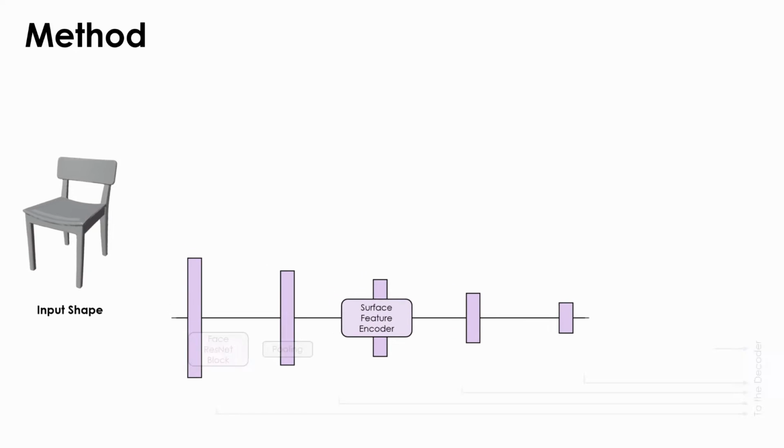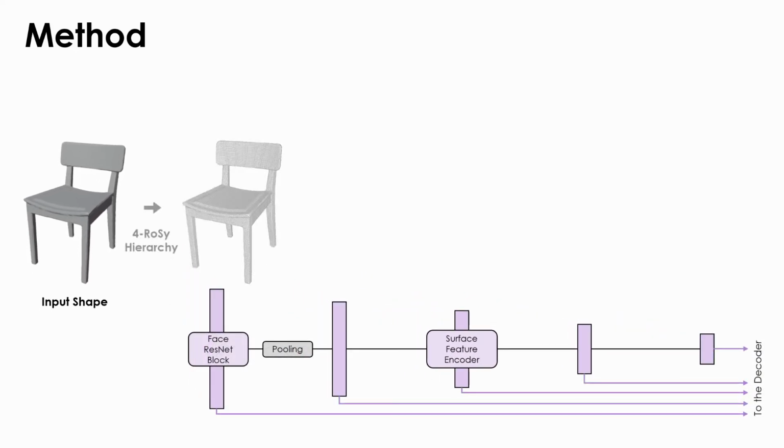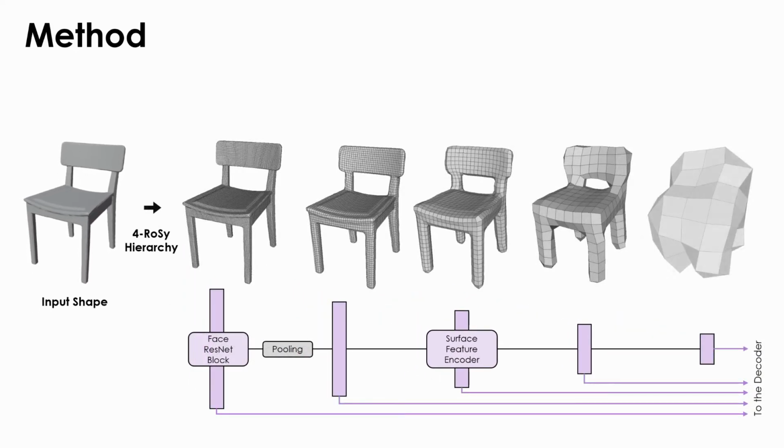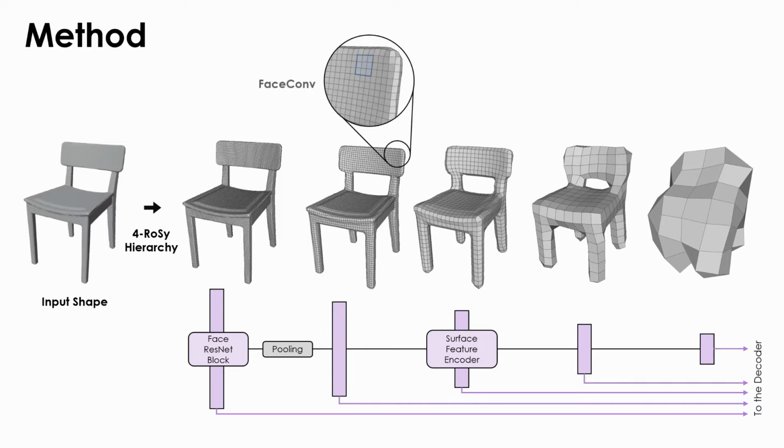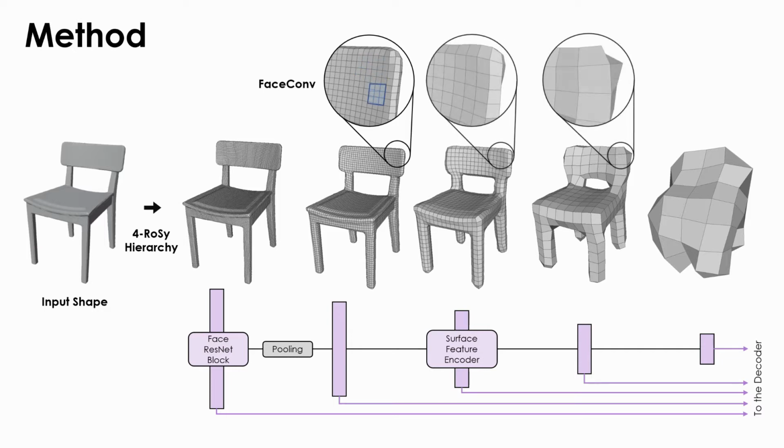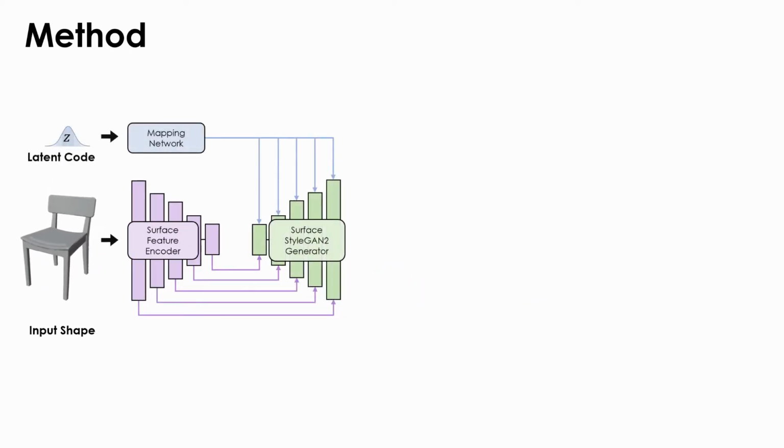In order to extract features directly on the mesh surface, we use a hierarchy of four-RoSy parameterized quad meshes of different resolutions. The encoder extracts features using face ResNet blocks, which are ResNet blocks using face convolutions. To aggregate features across the mesh resolution hierarchy, we use inter-hierarchy pooling layers. Features extracted across different levels are then passed to the decoder.